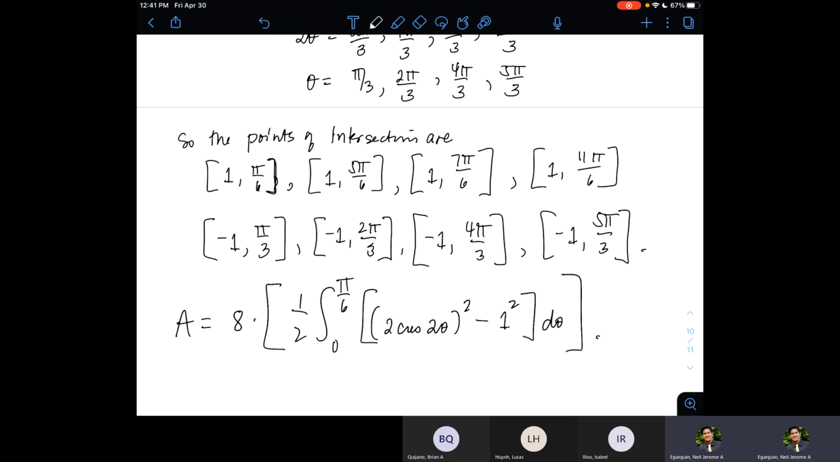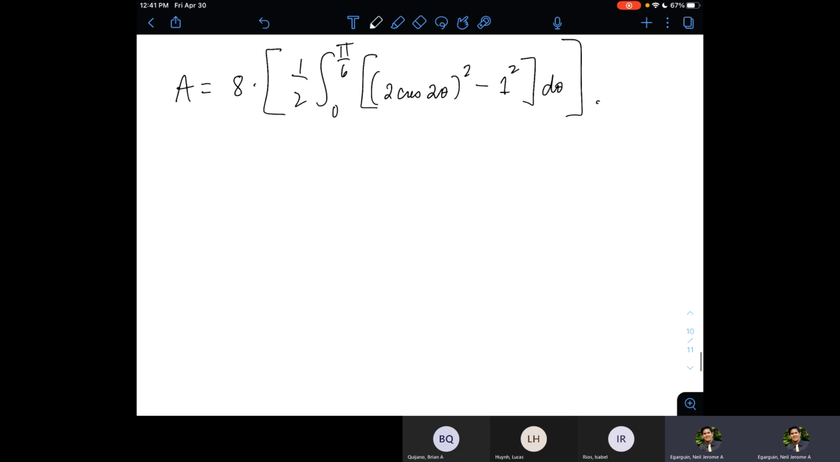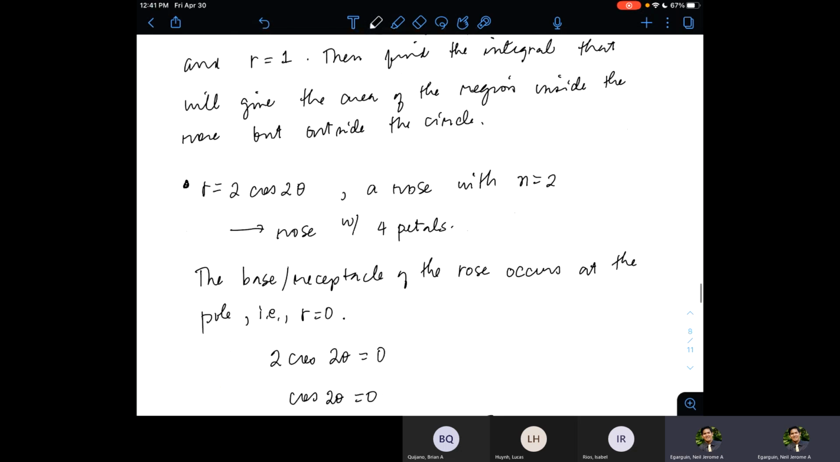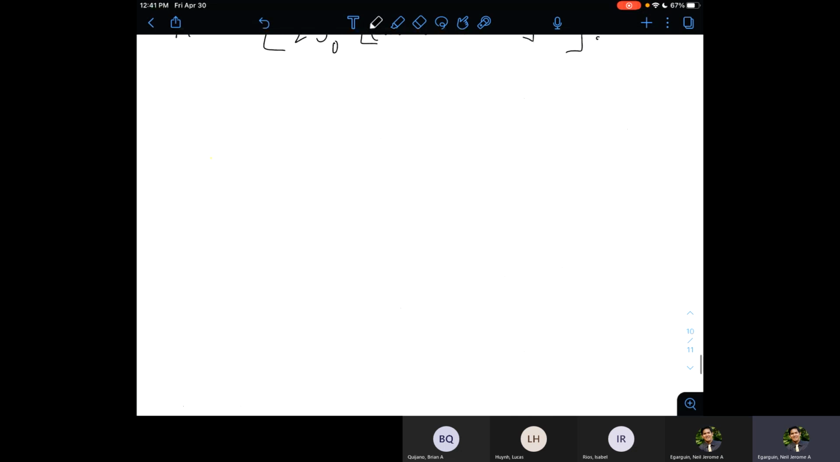All right, let's try one more. Yeah, we still have 9 minutes. Unless you have questions, just let me know. Let's do problem 6. So we'll have the region inside both r equals 3 minus 3 cosine theta and r equals 3 minus 3 sine theta.